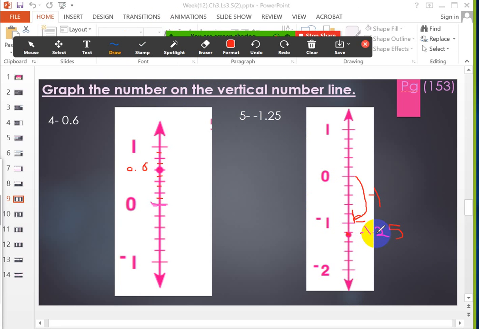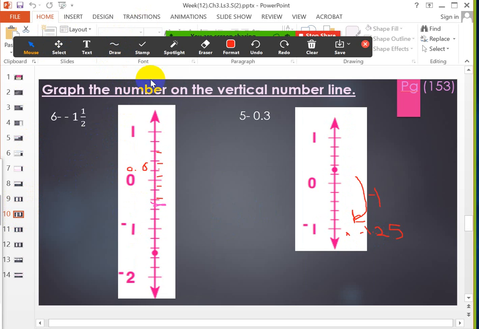Okay, girls? If you finish, please type 1 in the chat. You can draw one number line and put all the numbers on the same number line. Okay? To follow me.